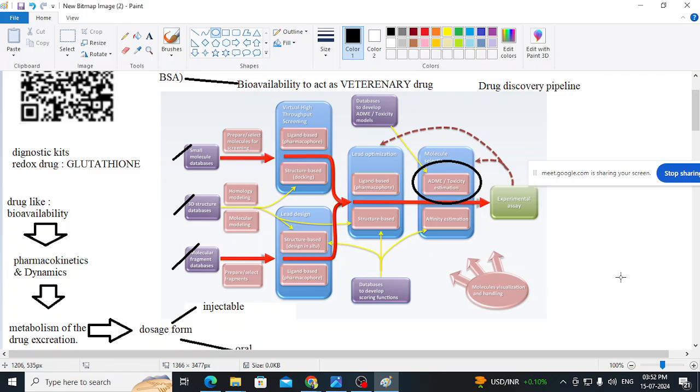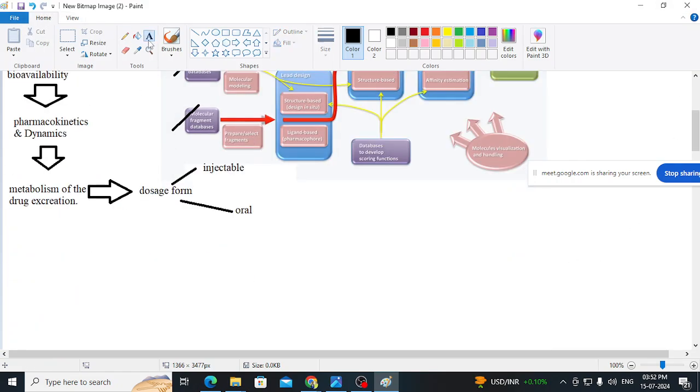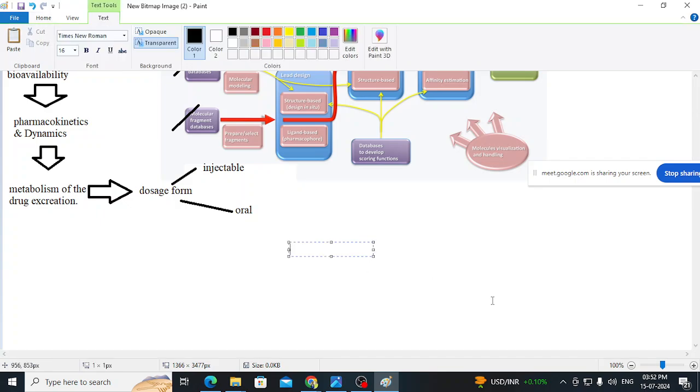So consider that you have identified or designed a ligand which is very efficient to bind to a particular protein or a particular pathway. It can inhibit a particular pathway. Let us give an example. Consider that there is a pathway called the uric acid synthesis pathway. It's a very basic pathway and very common also.